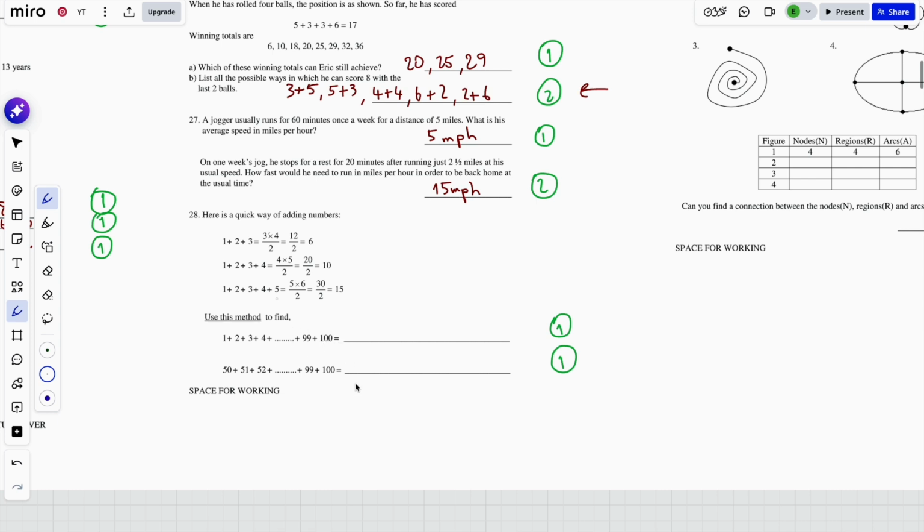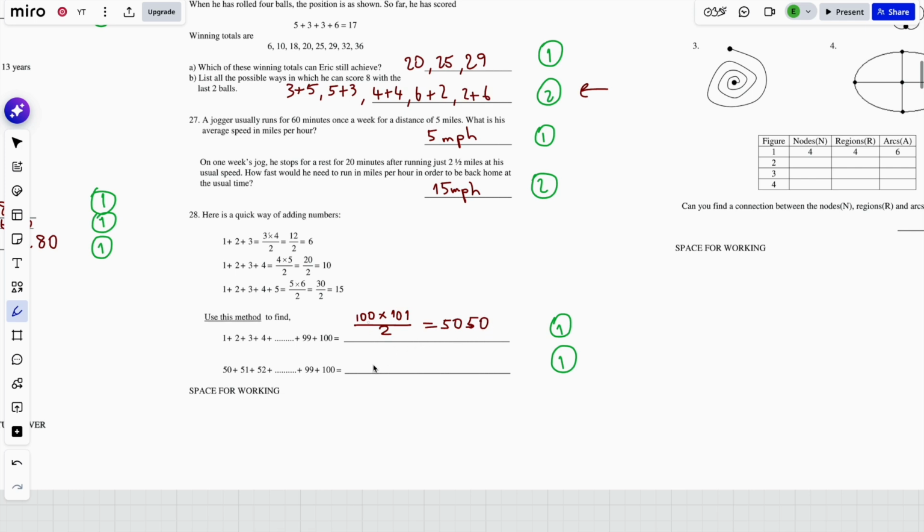Okay, 28. Again, you're given a method here that you have to use in 2 new cases that they present to you. And what you want to write here is 100 times 101 divided by 2 equals 5050, right?